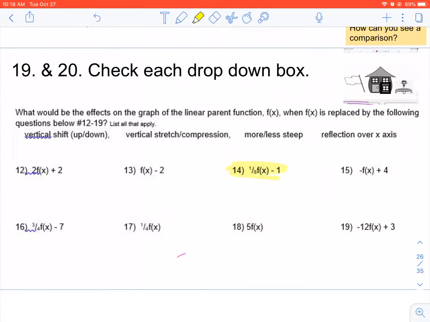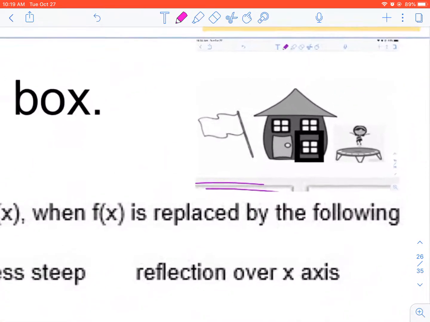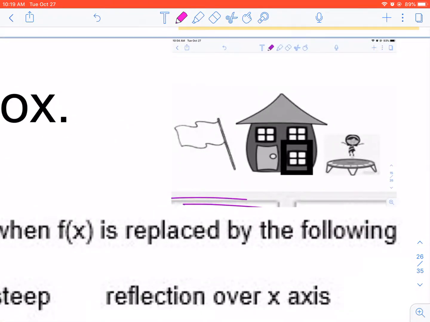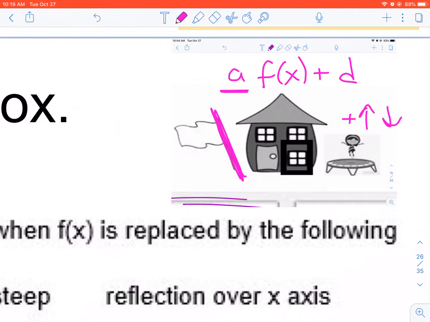I would like to do this one labeled as 14 as our example so that you can see a couple different things. Again, on Schoology, we have those drop-down boxes we need to fill in, and I have in our notes on video a reminder that we have f of x, that beginning value a is talking about your steepness, and the number at the end is actually in the D spot, and that's talking about whether or not we go up and down just like the girl on the trampoline jumping up and down. That's our vertical translation, our vertical shift.